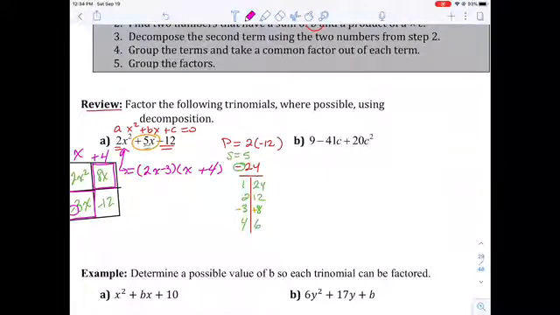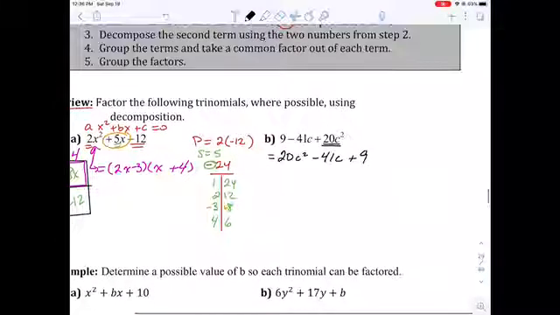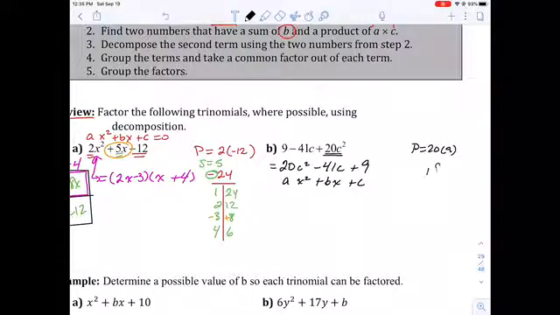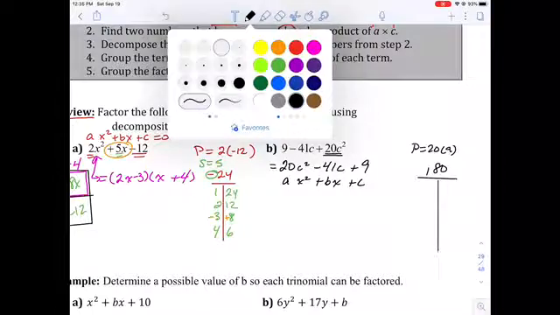The first thing I would like to do when I look at a question like this is rewrite this in descending order. My 20c squared, minus 41c plus 9. There's our polynomial rewritten in the more traditional order, right? And there's our ax squared plus bx plus c. Here c is just our variable. So I still need a product here of 20 times 9, which is 180, and a sum of negative 41. So these are a little bit bigger numbers, but that's okay.